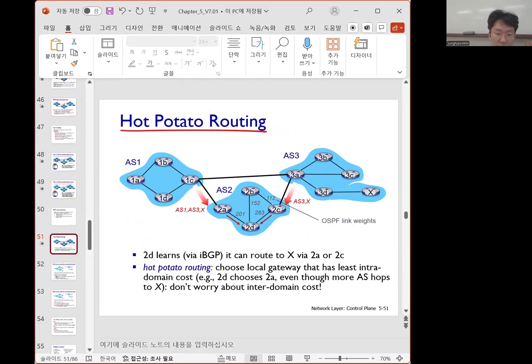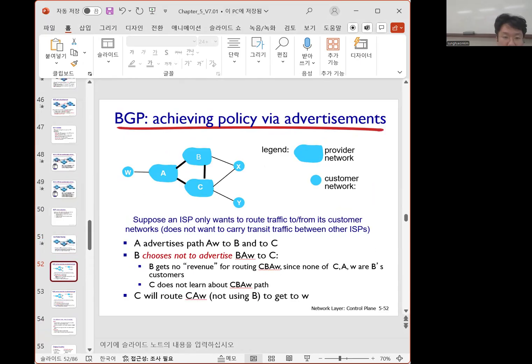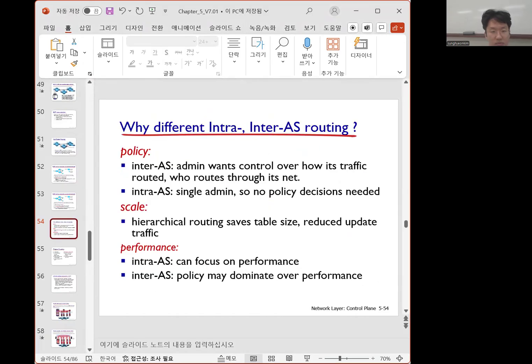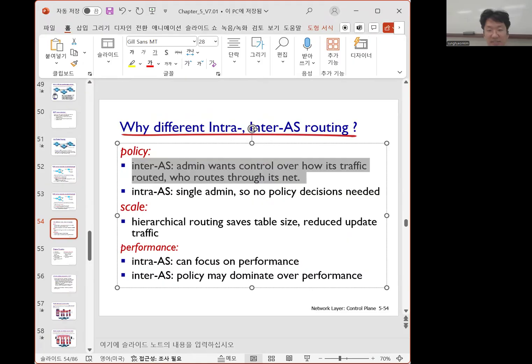This is the topic about hot potato routing. BGP achieves policy via advertisement. It can also be different for inter-AS and intra-AS routing from policy, scale, and performance points of view. It will be different.